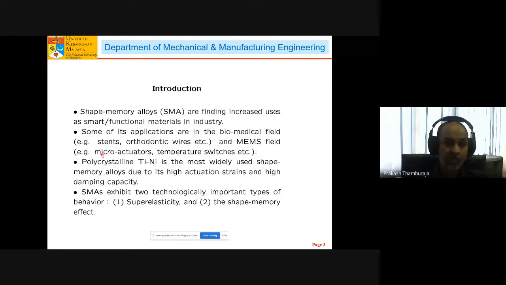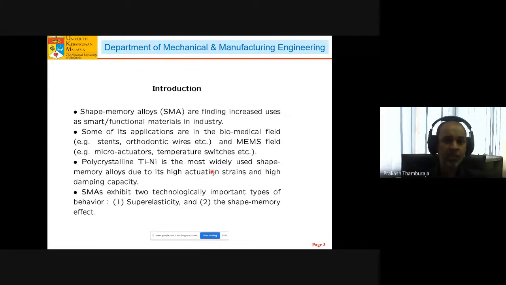They also have a lot of use traditionally in the biomedical fields, where they are used to make stents and orthodontic wires. Stents are basically put in your arteries, in your heart or in your kidneys, so they're quite widely used. They're slowly trying to replace steel-based stents, which are not very ductile compared to shape memory stents, which are much easier to deform. They are also widely used in the MEMS field, in micro actuators and temperature switches, as well as in IC engines and rocket engines.